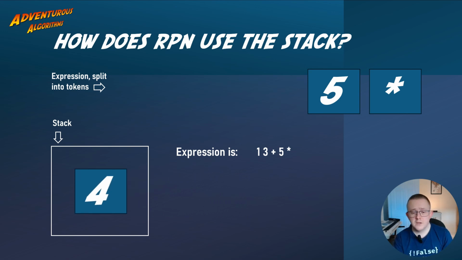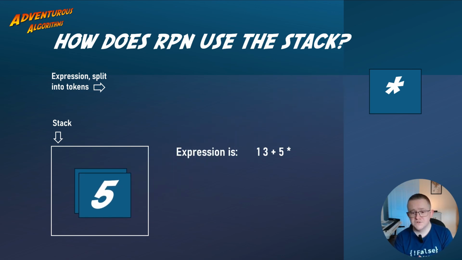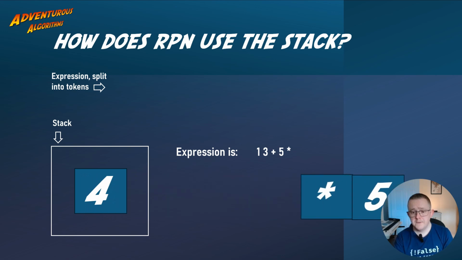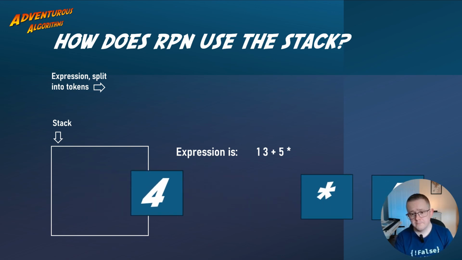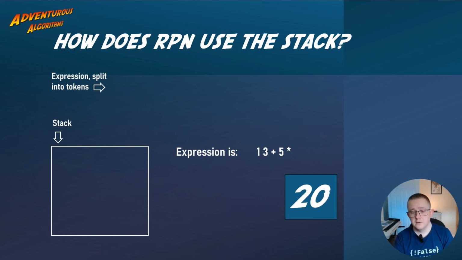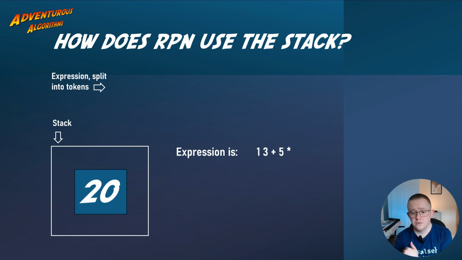Now I keep looping, and my next token is a 5. That's a number, so that's going to go on the stack. My next token is a multiplication sign. Now that's not a number, that's an operator. So I'm going to follow the same rule that I did with the plus. I pop the most recent value, and then I pop the value that was underneath that, and I'm going to end up with 4 times 5, which of course is 20. So I put 20 back on the stack, because 20 is a number, and I've now got to the end of my loop. I don't have any tokens left, and I've only got one thing on the stack, so that's going to be the answer. That's going to be the result.